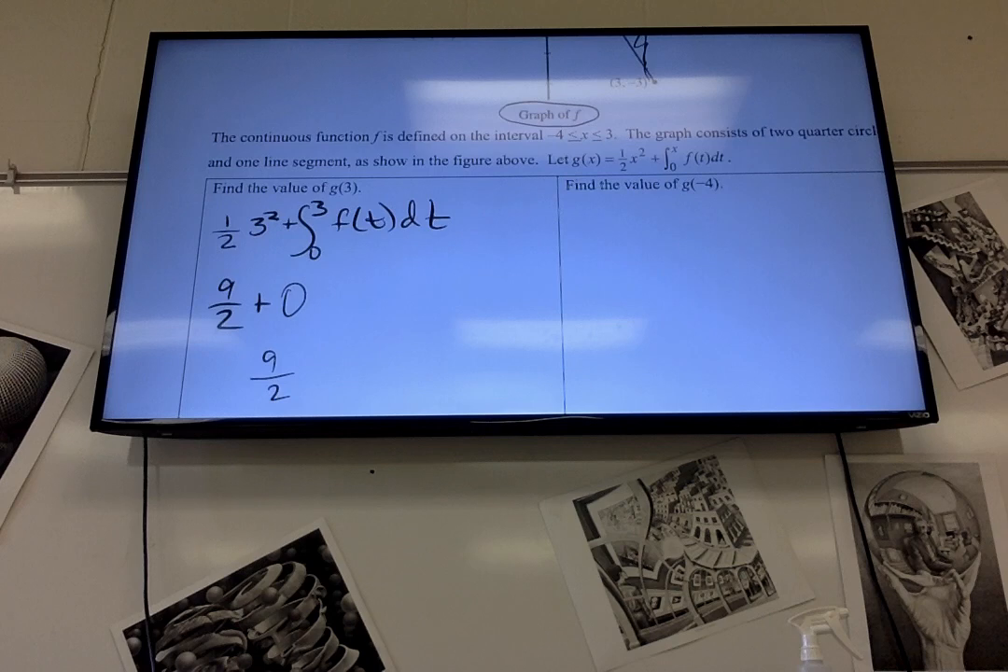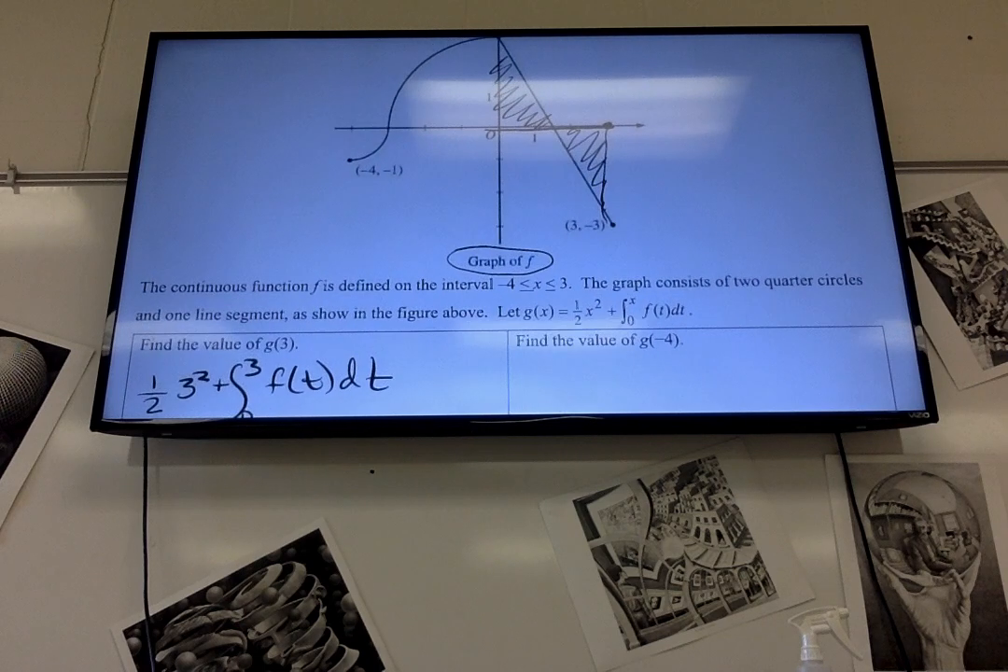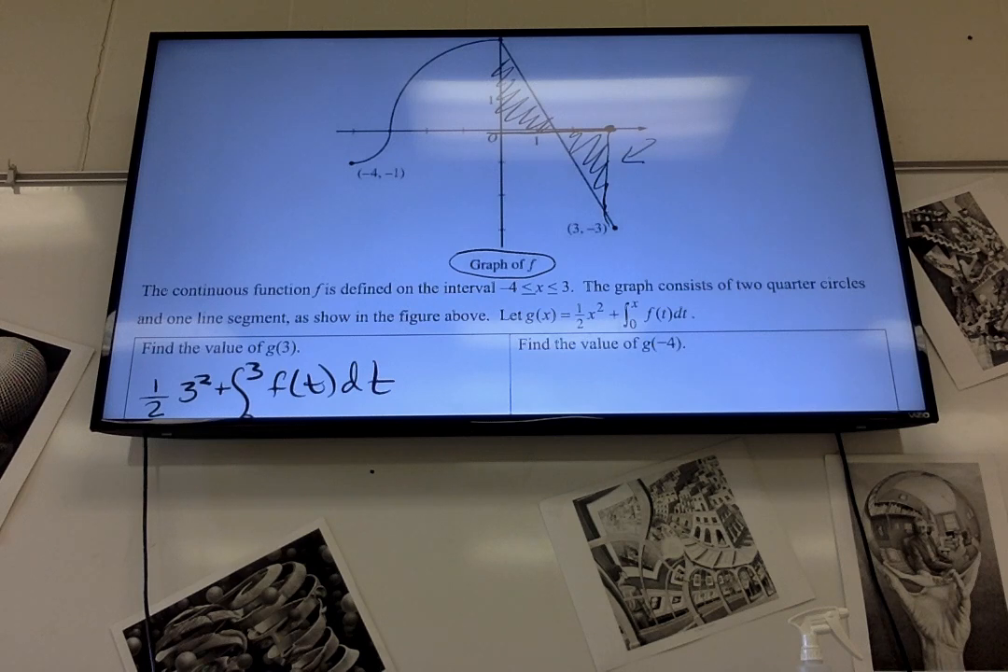I have a question though. Why don't we count that bottom triangle? Because it has to do with position. This is under. This is above. Remember, it's the total of the area, and there isn't any because one's above and one's below. They cancel each other out.